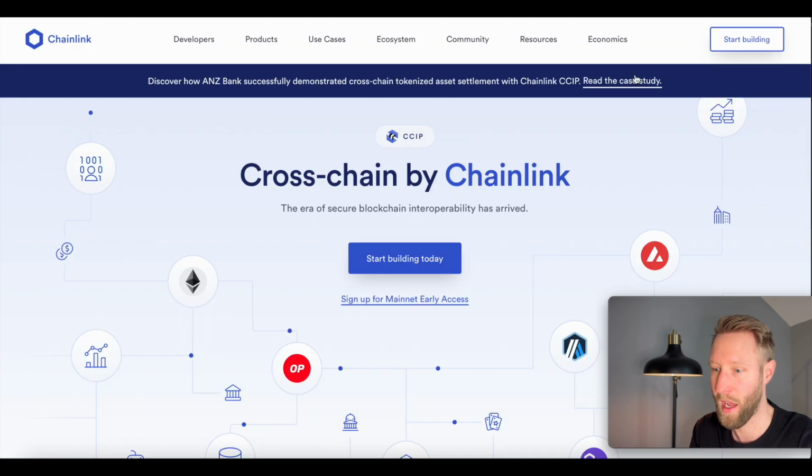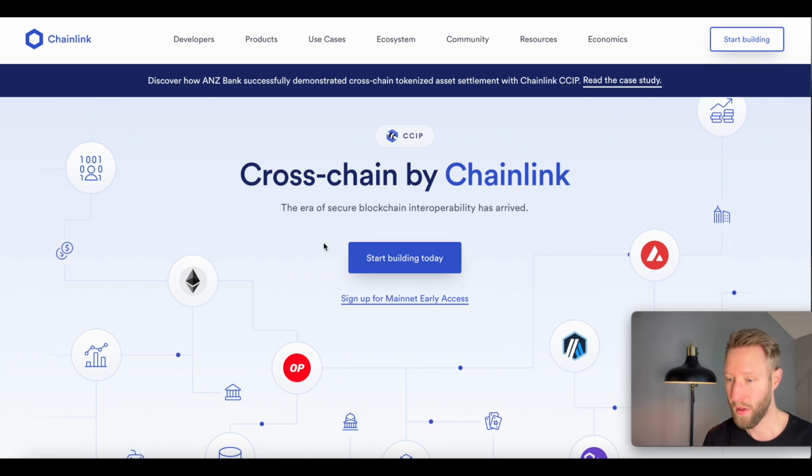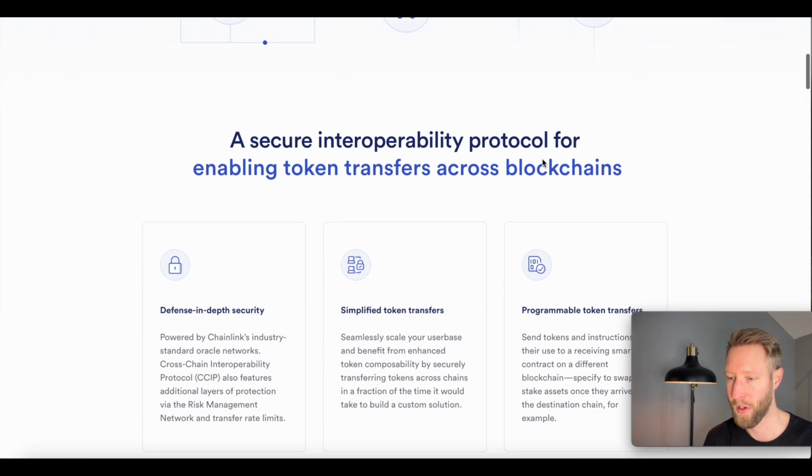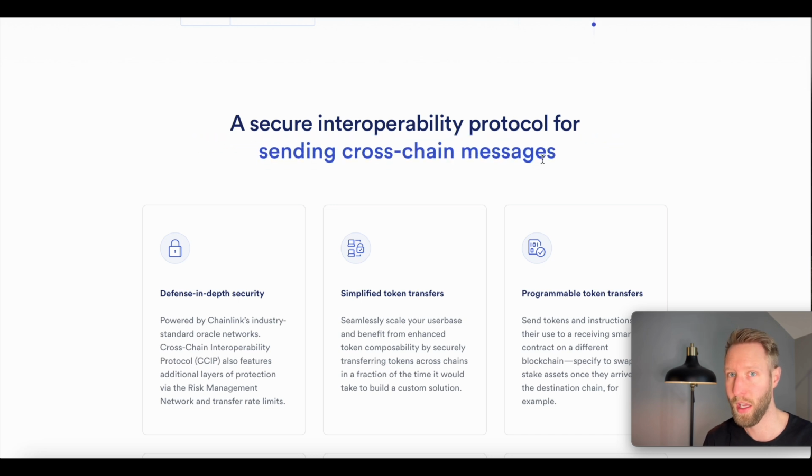So in addition to that, as I mentioned, they're also using cross-chain by Chainlink. So this is the CCIP protocol. And so this is a very trustworthy cryptocurrency here. And so we can see as well that ANZ Bank successfully demonstrated cross-chain tokenized asset settlement with Chainlink CCIP. And so it's not like ChainSwap is the only one using the CCIP network. However, I think it's very beneficial to see that they are working with Chainlink and then working with Circle. I think that creates a lot of trust in using this cross-chain swap protocol.